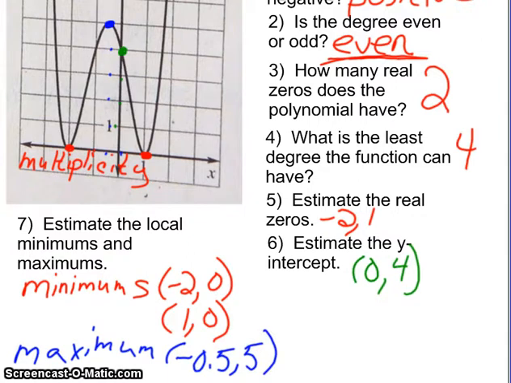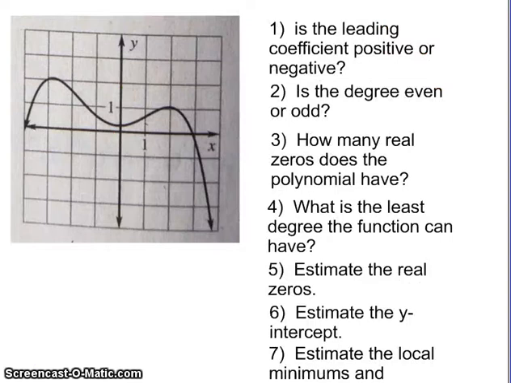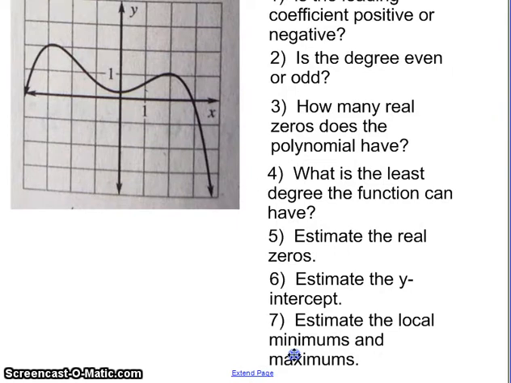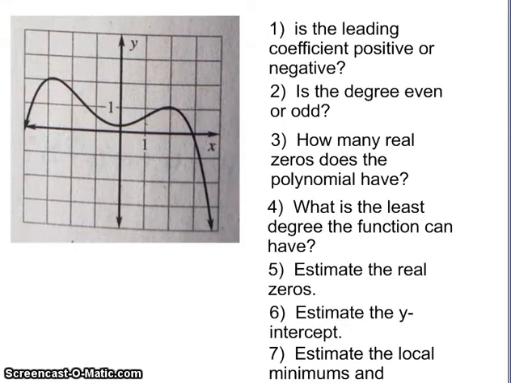All right, last problem. New graph to analyze. All right, question number 1 and question number 2. Is the leading coefficient positive or negative? Is the degree even or odd? End behavior. Let's look at the ends. Down, down. They're both going in the same direction. That indicates an even degree. Now both are going down, so that makes a negative leading coefficient.